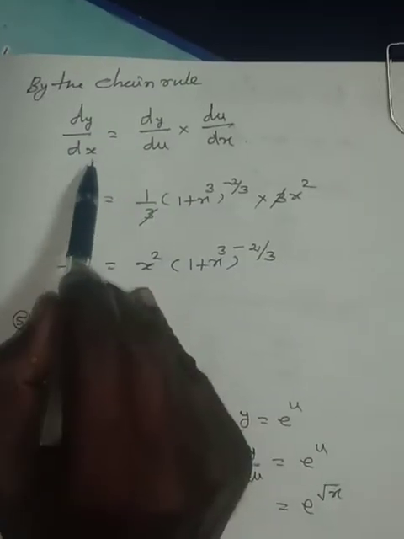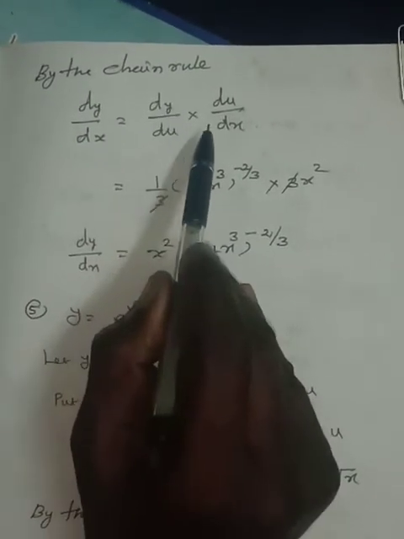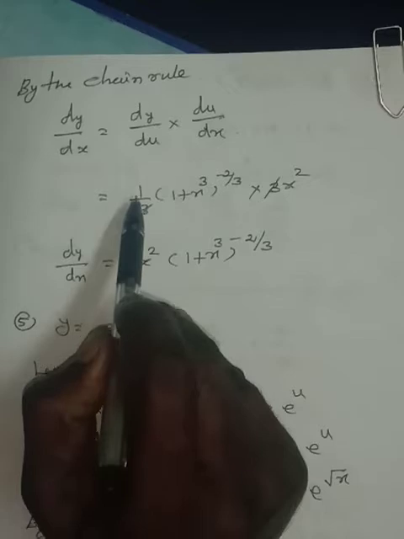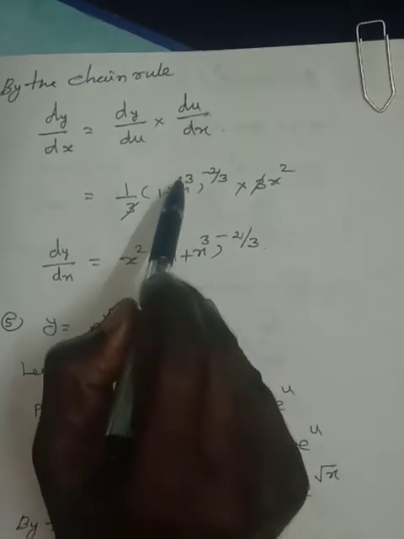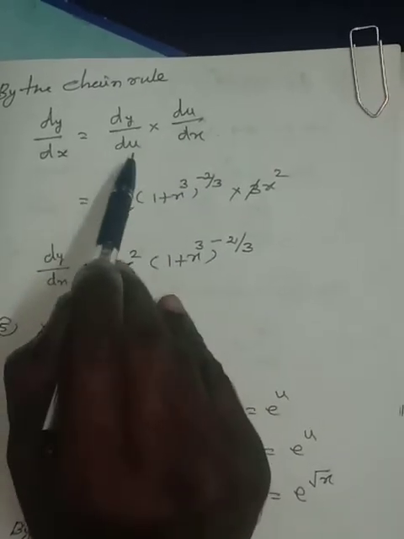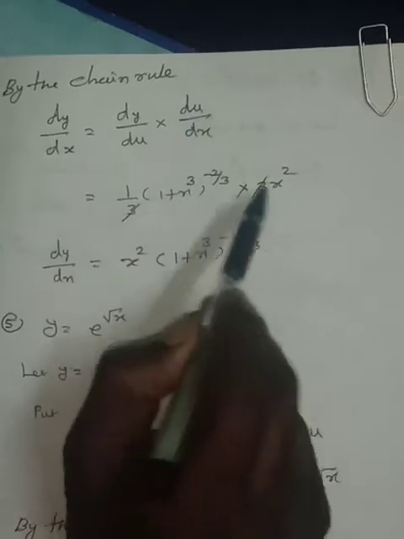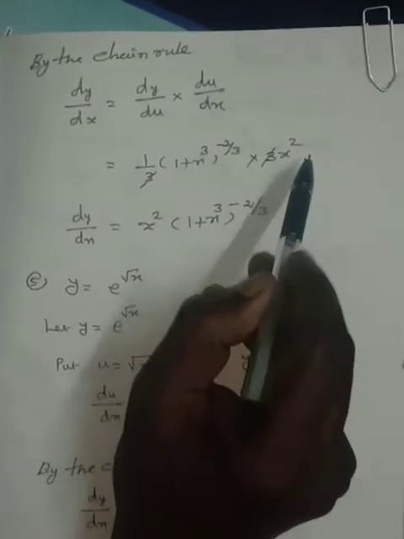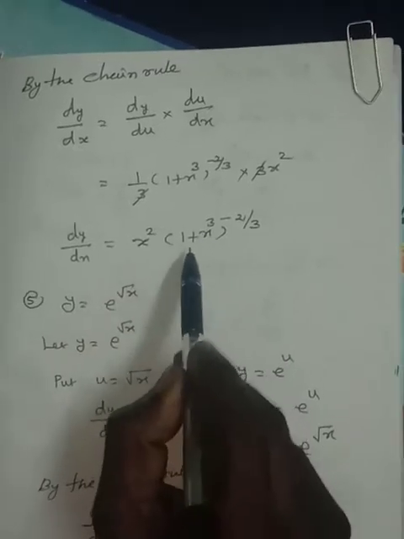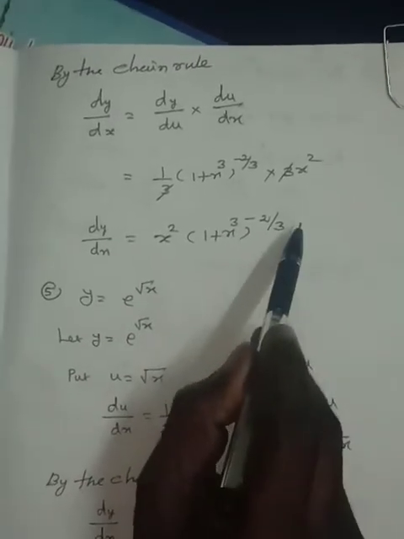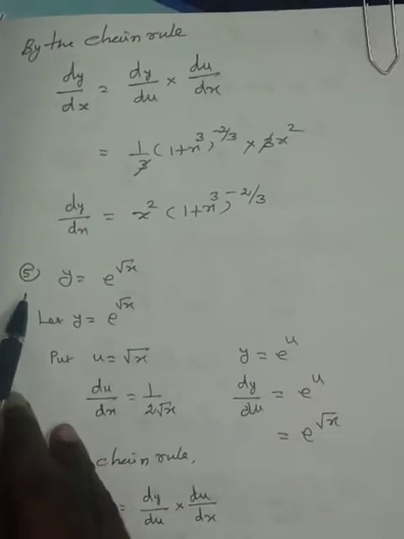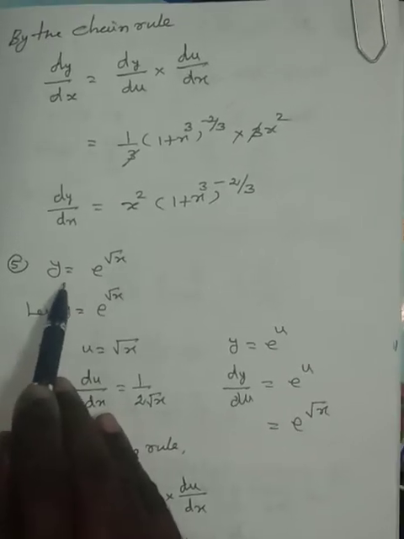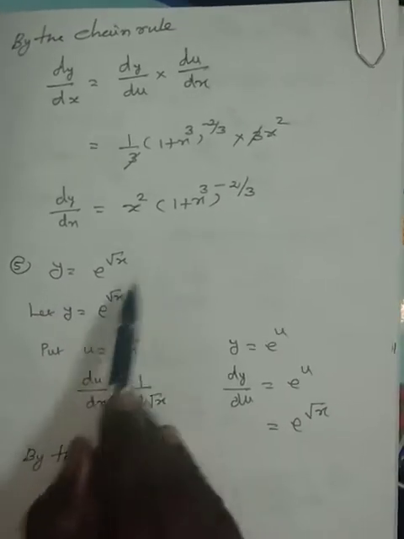Now dy by dx is equal to dy by du into du by dx. 1 by 3, 1 plus x power 3 whole to the power of minus 2 by 3 is dy by du. du by dx is 3x square. 3 cancel. We get x square into 1 plus x power 3 whole to the power of minus 2 by 3. Next, sum number 5, y is equal to e to the power of root x.